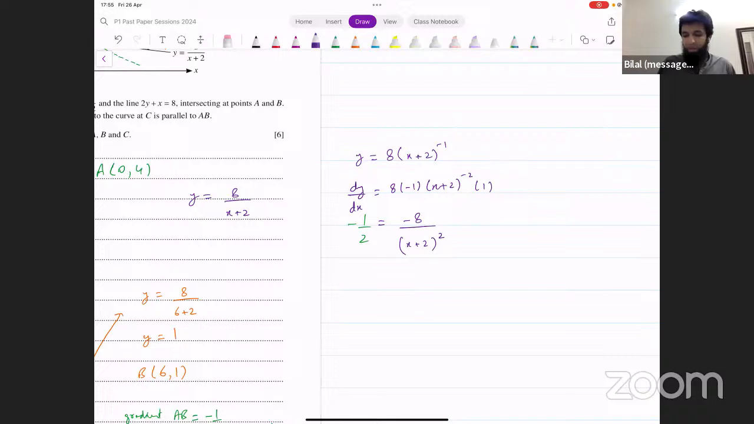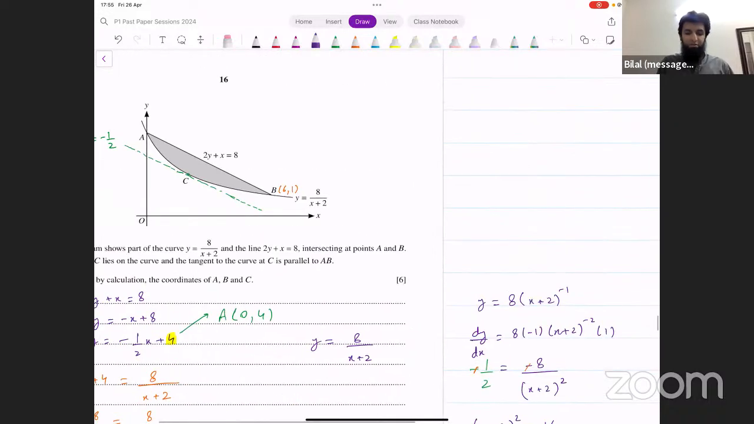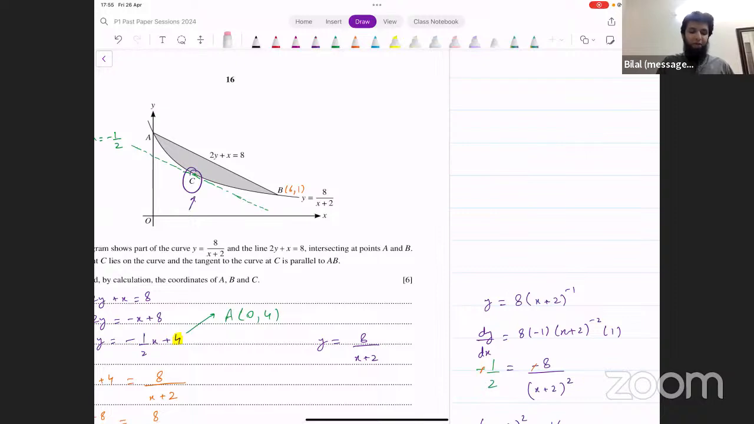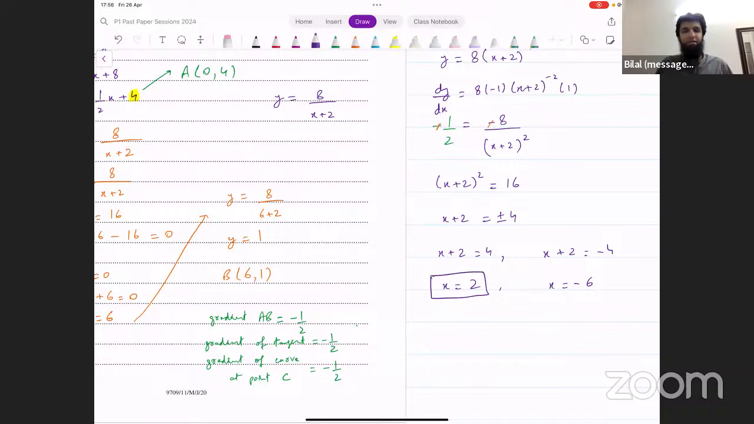Let's cross multiply. Minus and minus get cancelled. We get x plus 2 whole squared equals 16. Take the square root on both sides. That gives you x plus 2 equals plus minus 4. And that means x plus 2 equals 4 or x plus 2 equals minus 4. X equals 2 or x equals minus 6. These are the two possible values of x that we're getting. However, on the diagram, you can see the point C is supposed to have a positive x coordinate. So the only possible value here is x equals 2. That's the x coordinate of C.